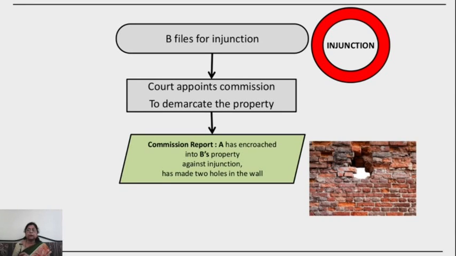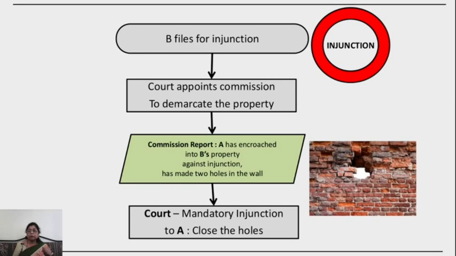The report of the commission was presented before the court. Now this report showed that A, that is the appellant, had already encroached into B's property. There was an injunction that he should not encroach, issued by another Alipur court. They had already obtained the injunction. Again, in spite of that, A had got into the property and made two holes in the wall there. That was the report of the commission.